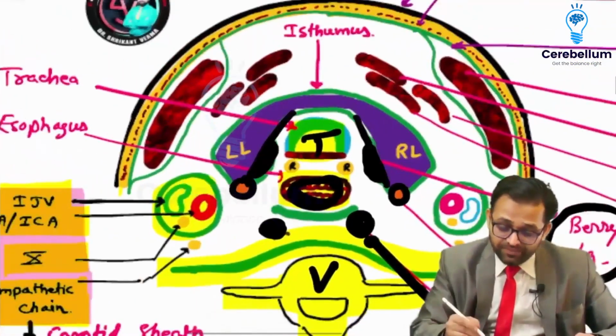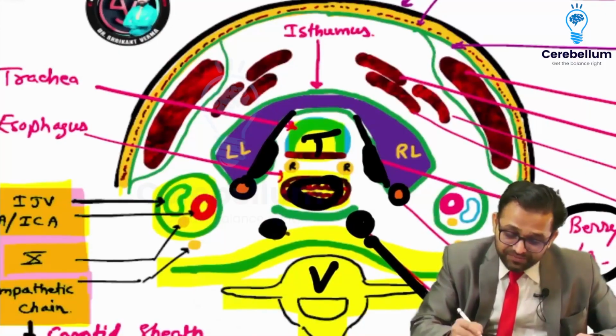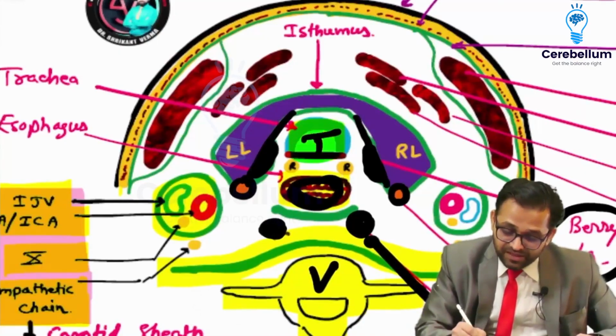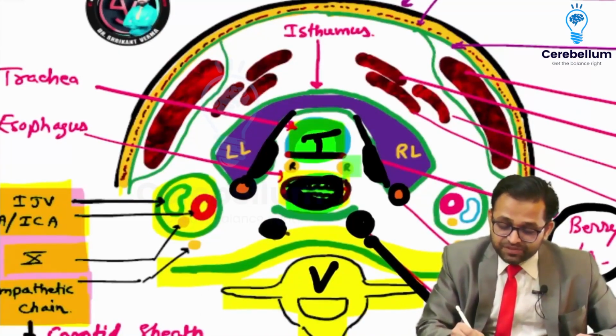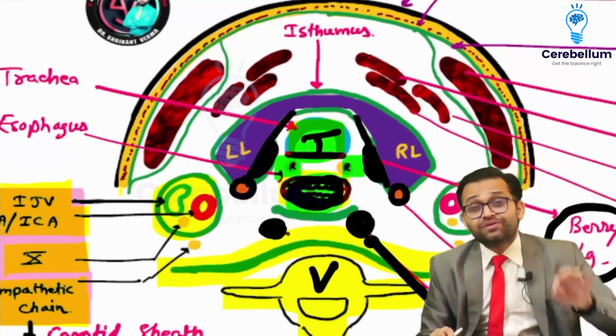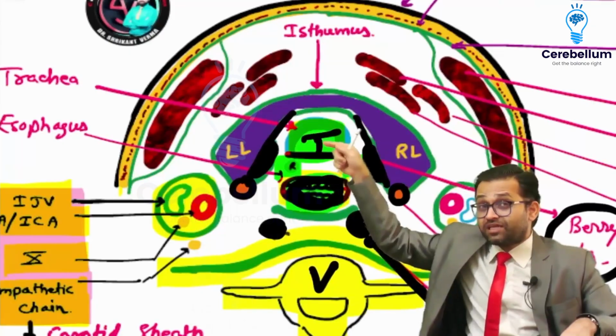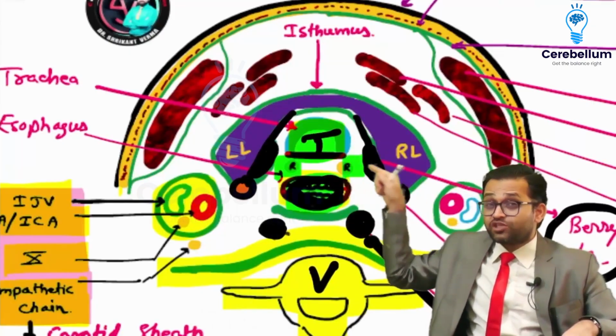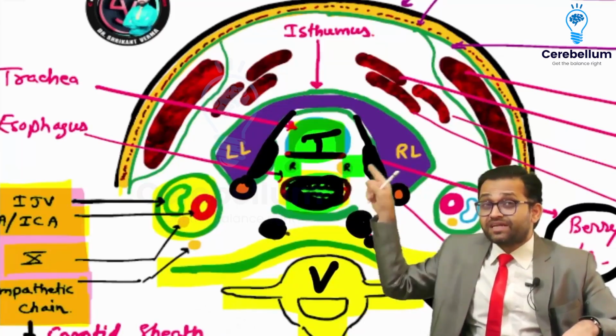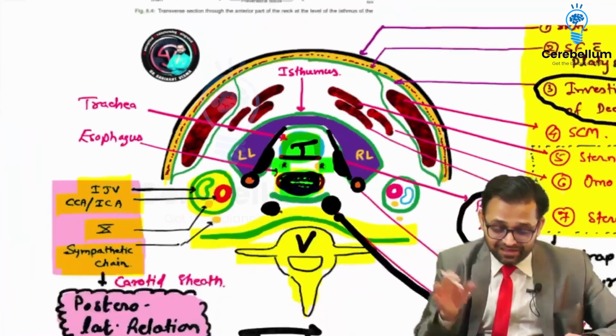And one very important question: in between the trachea and the esophagus, there is the recurrent laryngeal nerve. Remember this MCQ, the recurrent laryngeal nerve is located in the tracheoesophageal groove. In the tracheoesophageal groove, there are the right and left recurrent laryngeal nerves.